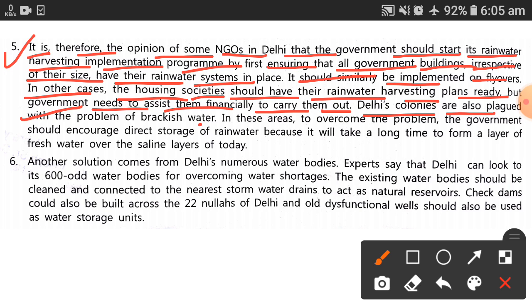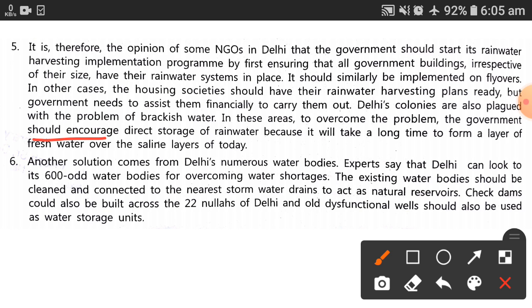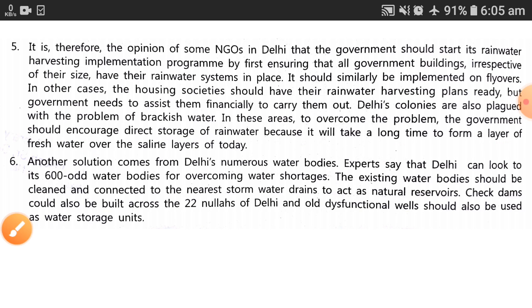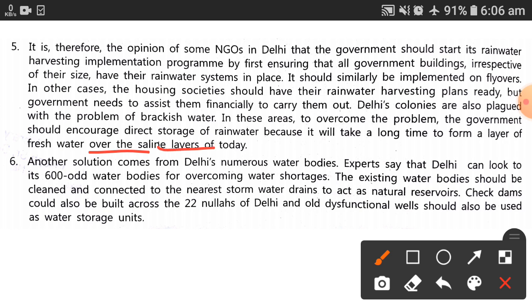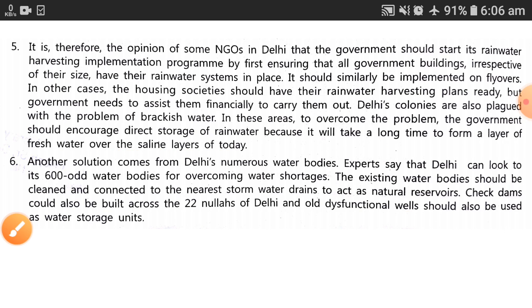Delhi's colonies are also plagued with the problem of brackish water. In these areas, to overcome the problem, the government should encourage direct storage of rainwater, because it will take a long time to form a layer of fresh water over the saline layer. So this is your paragraph number five. Hope you all have also read it carefully. Now let us see the next paragraph. So here is your paragraph number six.